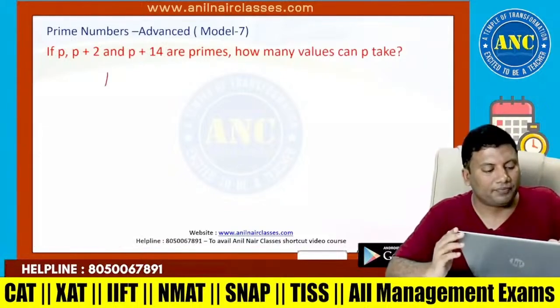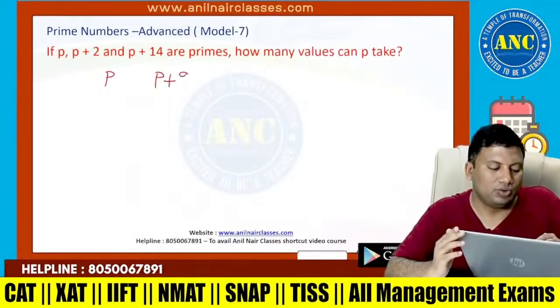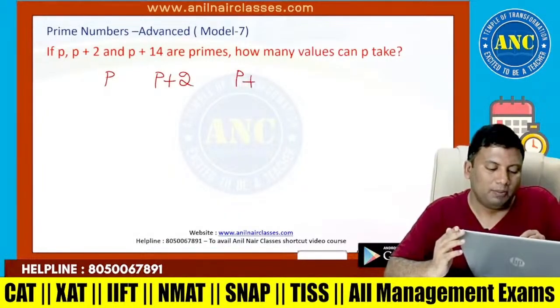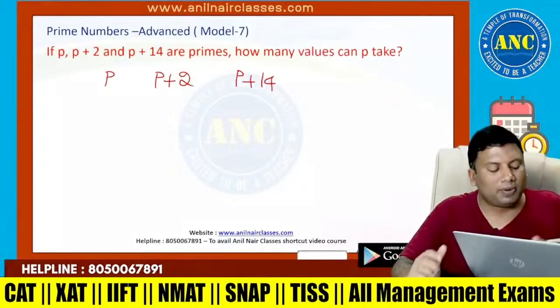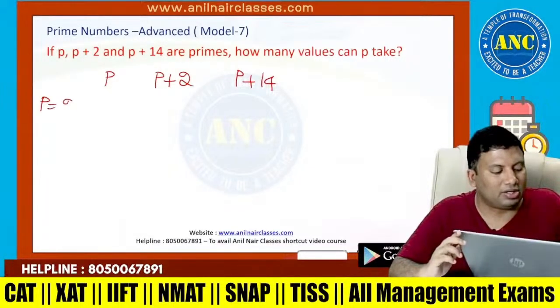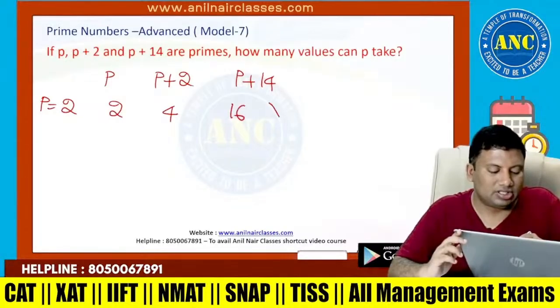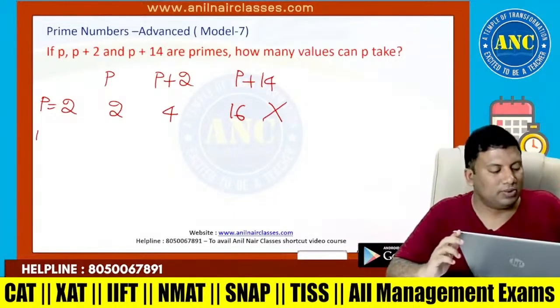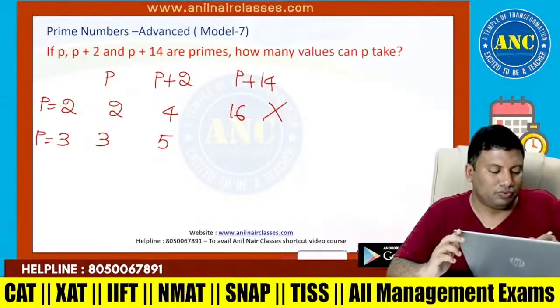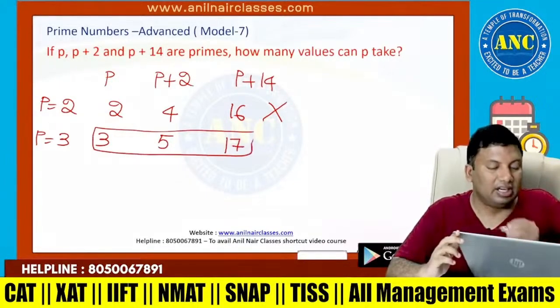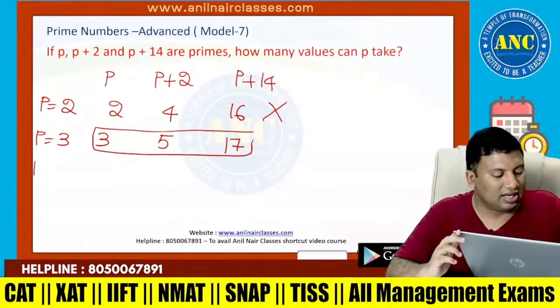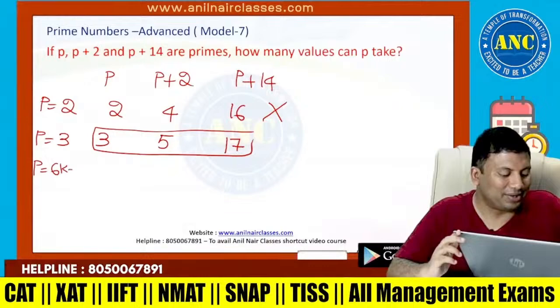Next one. p, p plus 2, and p plus 14 are prime numbers. Again an exam model question. If p is 2, then 2 plus 2 is 4 and 2 plus 14 is 16, not possible. If p is 3, then 3 plus 2 is 5 and 3 plus 14 is 17: 3, 5, 17 is a prime number triplet. Pythagoras is coming into my mind.